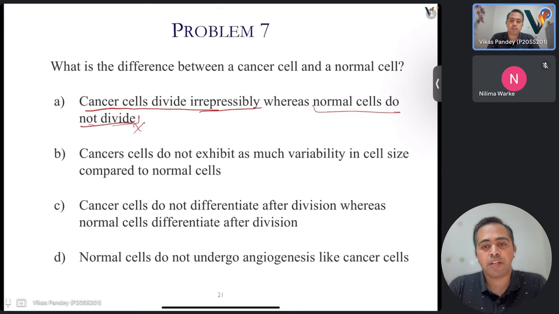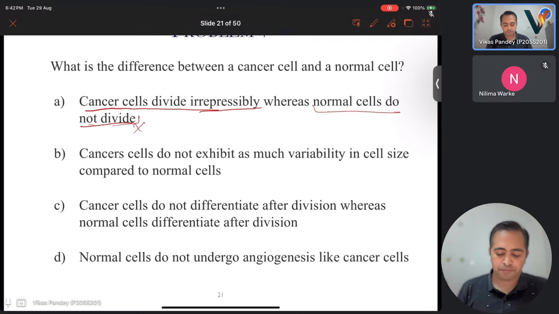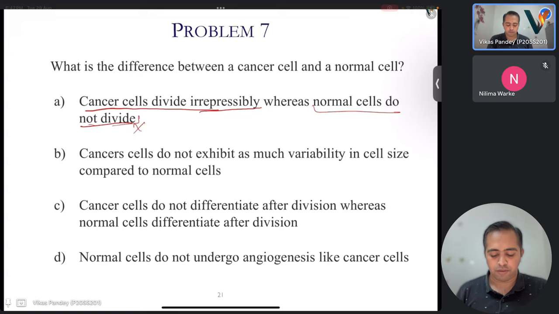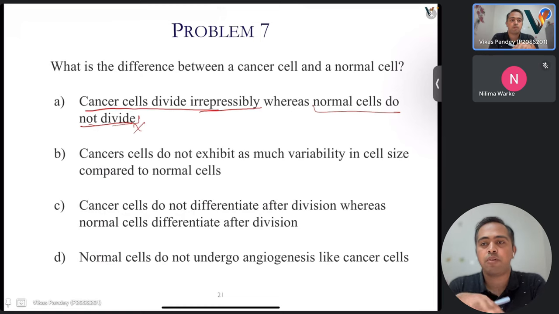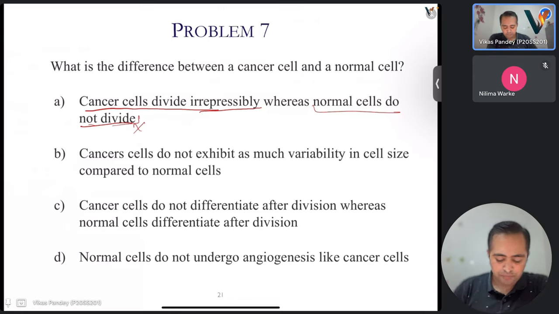Cancer cells do not exhibit as much variability in cell size compared to normal cells. Is it correct or wrong? They vary in size, but they don't differentiate. That is actually the key thing. Our normal cells differentiate according to purpose; according to their position they will have different functions. But cancer cells can have different sizes and shapes, yet they have no differentiability. They will all have the same functions, and the internal structure will be the same. So this is wrong. This is fine.